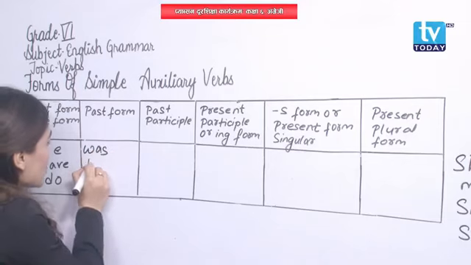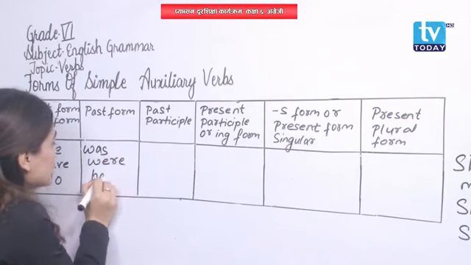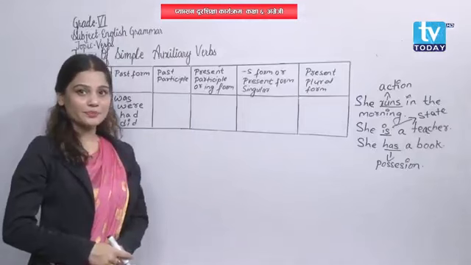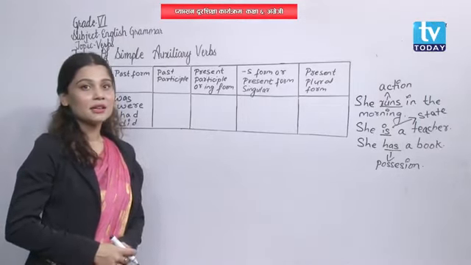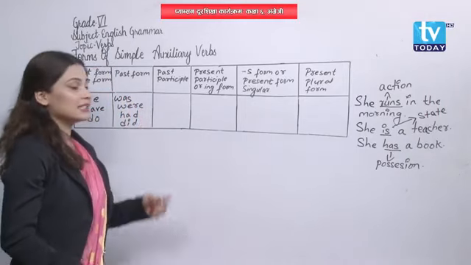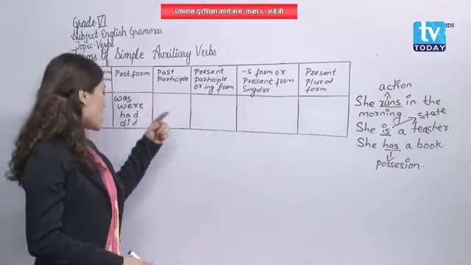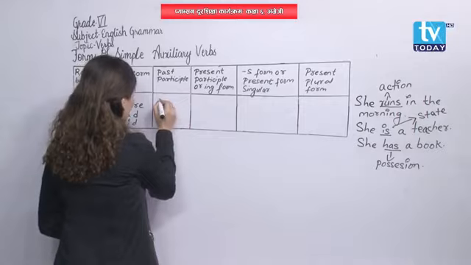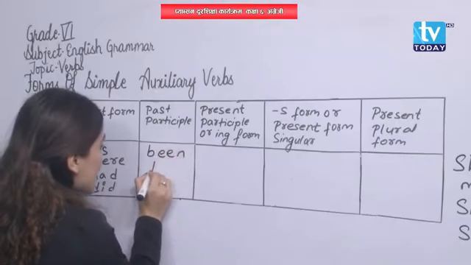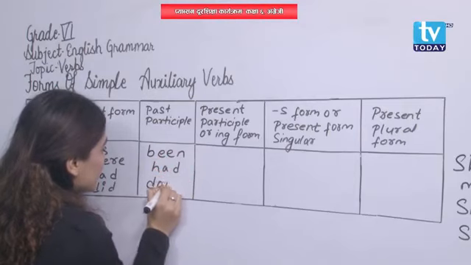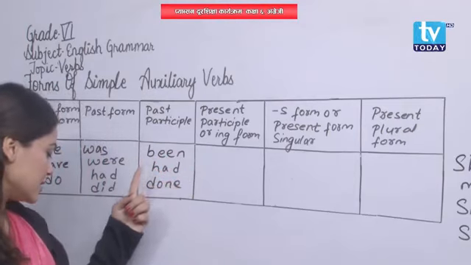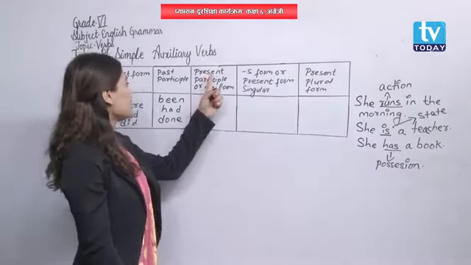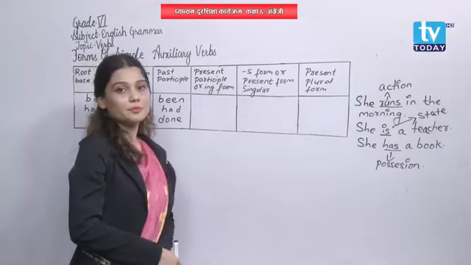So next one is past form. Was, were, had, did. These are a few examples of past form. Did you understand, my dear students? Another one is past participle: been, had, done. These are a few examples of past participle form. Now another one is present participle or ing form.